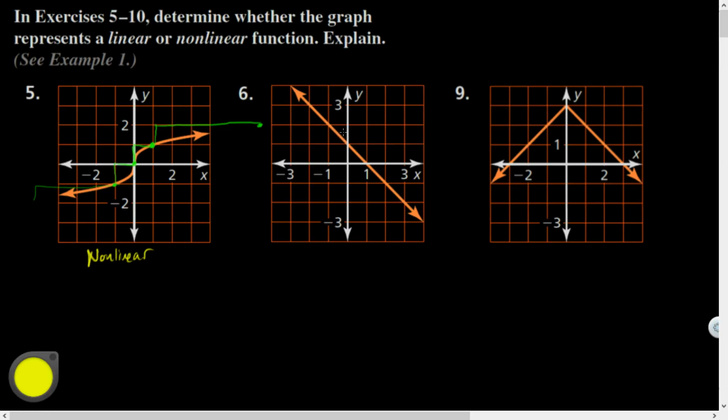So this one here, follow along. This one looks like a line. It is a line, so it is a linear function. Actually, we'll let you guys tell me, is this a function? It's linear, but is it a function? Does it pass the vertical line test? Is there at most one point that it ever intersects with any vertical line?